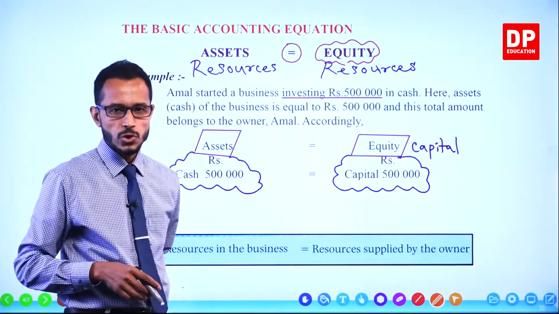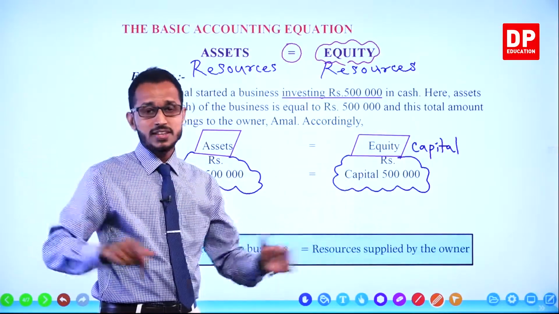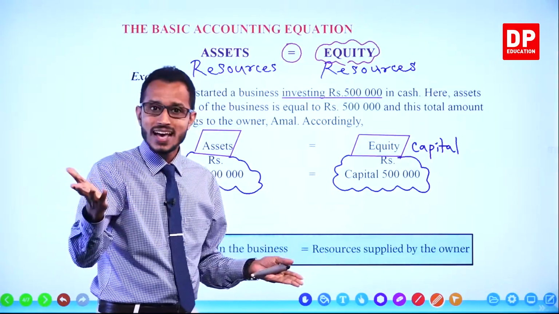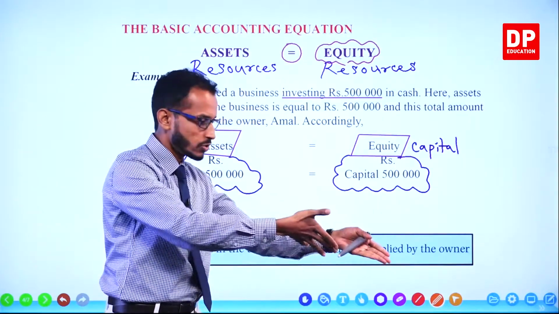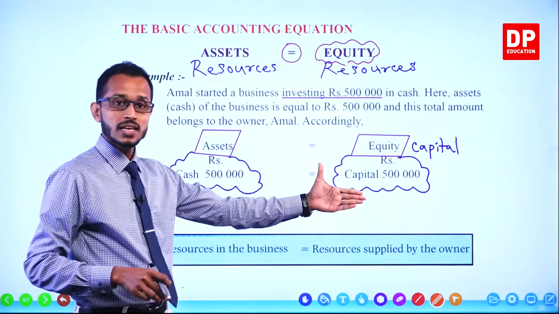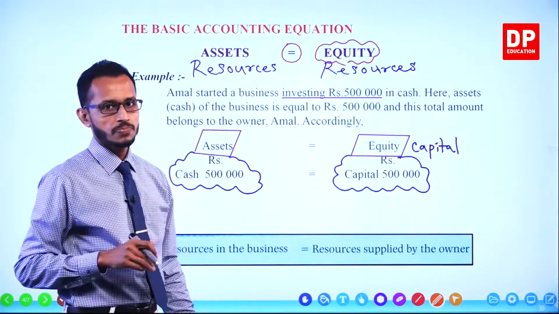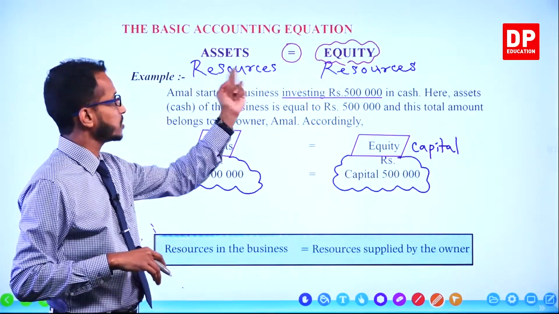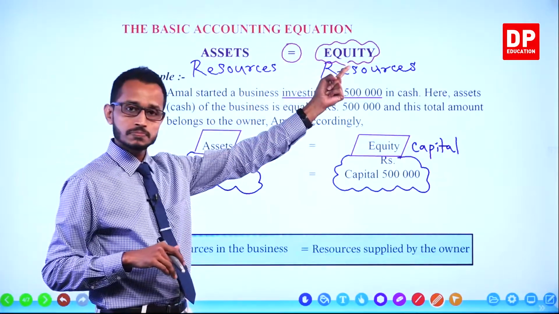Take that point to your heads, children. Only in a business which has no external liabilities, or when the owner has not borrowed money from external parties for the business, only in that situation this equation is possible, or this equation can be used. So what is the most basic equation, children? The simplest version, that is assets equals equity. Okay.